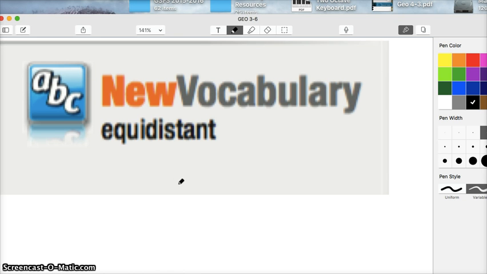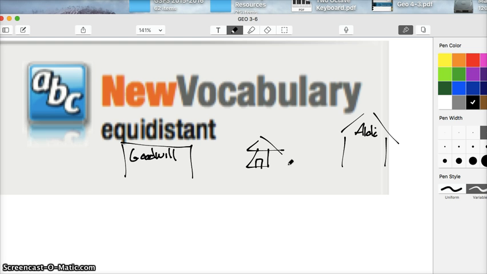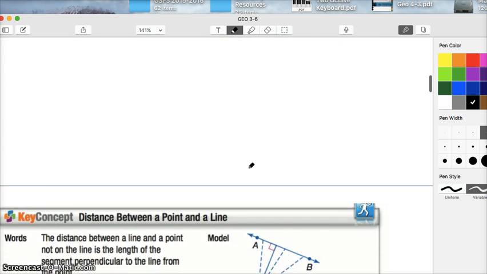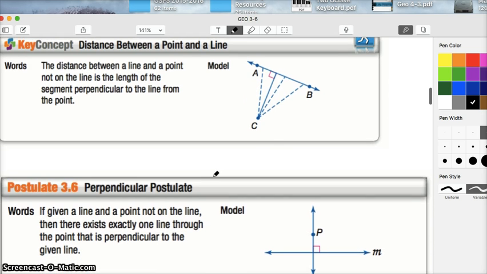So when we talk about equidistant, we really just mean if I say that my house is equidistant from my favorite store, Aldi, and my other favorite store, Goodwill, it basically means that the distance to Goodwill and the distance to Aldi would be the same. That's what equidistant means. All right, so a couple of concepts that we need to talk about.